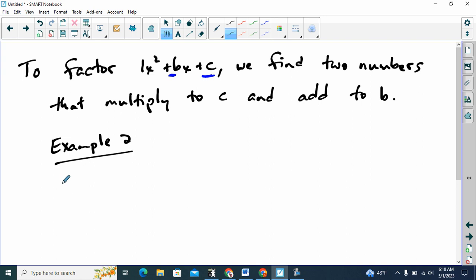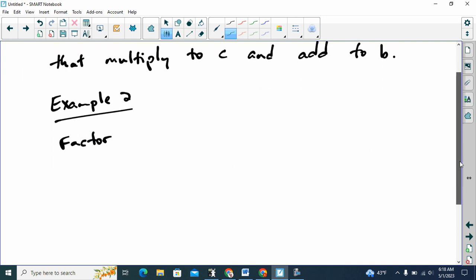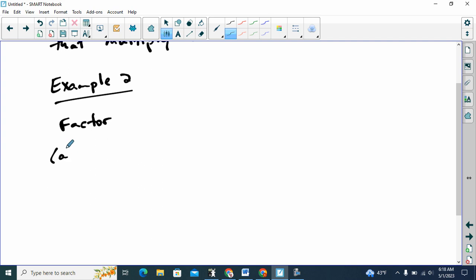Example 2, we are asked to factor in part A x squared plus 11x plus 24.